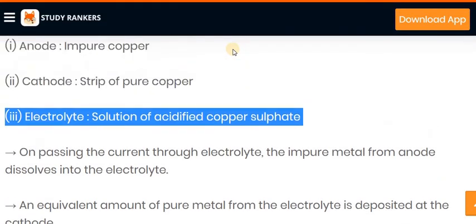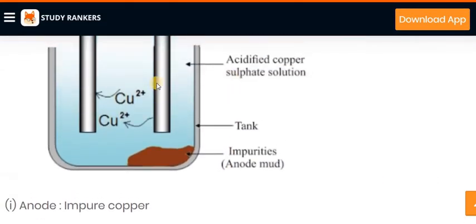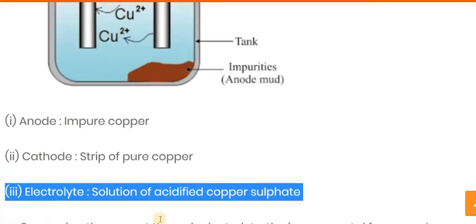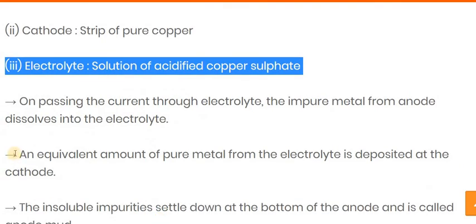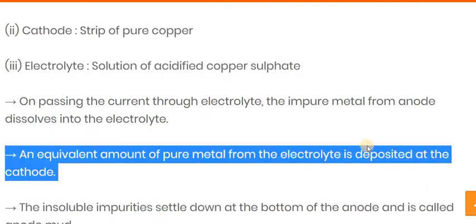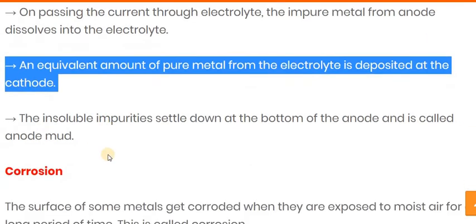Here you can see this is the anode, and as anode we have taken impure copper, and whenever we pass the electricity, whatever impurities are there settle down at the bottom of the anode, and you can say they dissolve in the electrolyte. An equivalent amount of pure metal from the electrolyte is deposited at the cathode, and as a cathode we have to take pure copper.